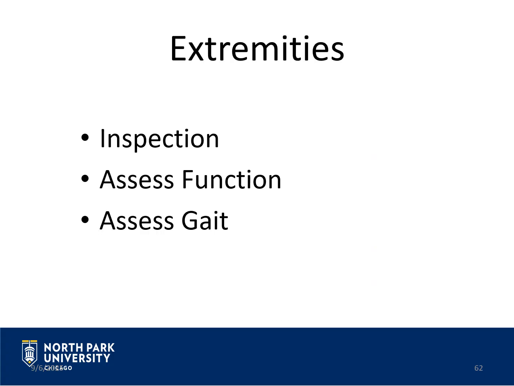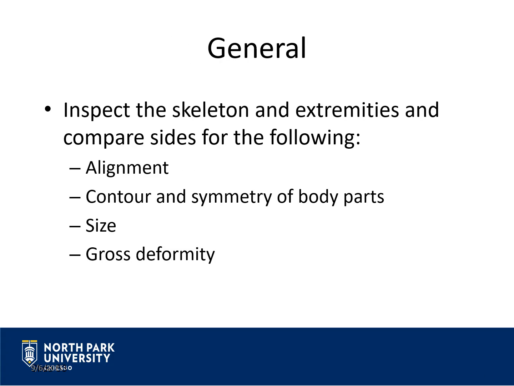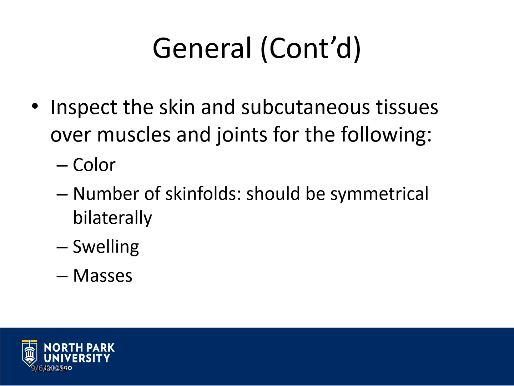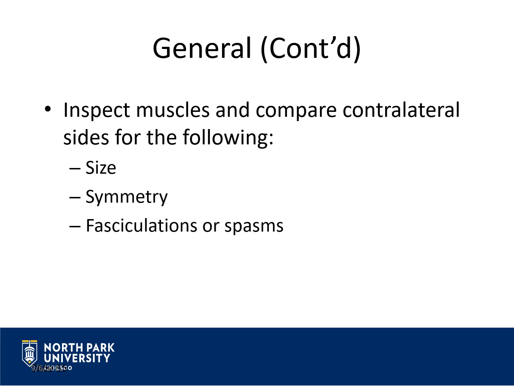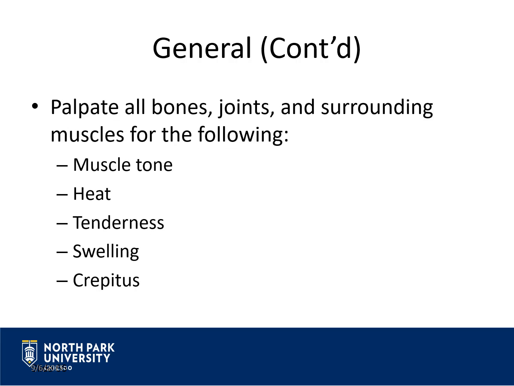Musculoskeletal. Look for inspection, function, and gait. So we're looking at the extremities for alignment, contour, size. We're looking for gross deformities. Looking at the skin, subcutaneous tissue over the muscles and joints. Any skin fold should be symmetrical, and I'm checking for swelling and masses. I'm looking at muscles to compare them to ensure that they are the same size, that they're symmetrical, and that there aren't any spasms present.